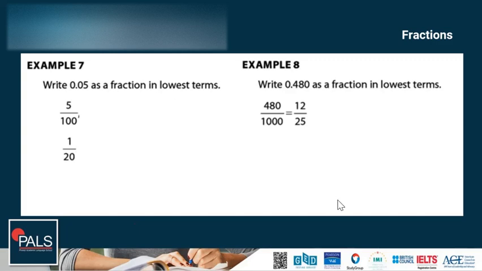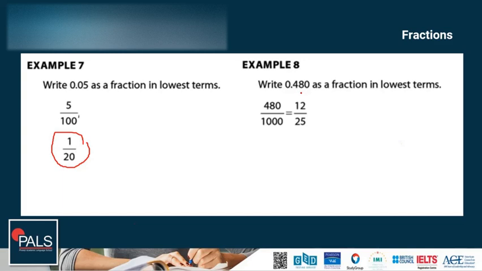Example 7. This is from decimal to fraction. Write 0.05 as a fraction in lowest terms. Decimals can be converted to fractions by using their place value and numbers like 10, 100, 1,000, 10,000. The place value will tell us which number to use. So what is the place value of 5? 100. So 5 over 100. Then simplify your answer by dividing the numerator and denominator by 5. Then we have 1 over 20.